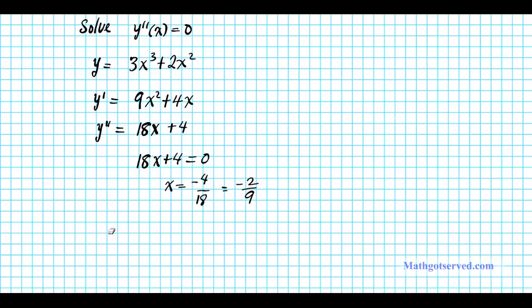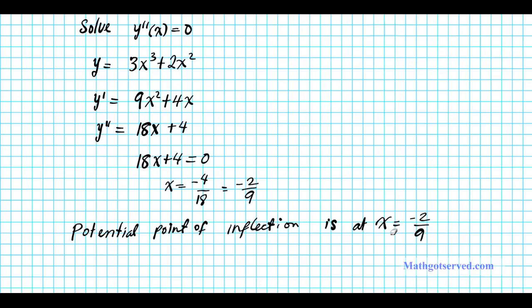Okay, so our potential point of inflection is at x equals -2 over 9. All right, so in order to determine if it's a point of inflection, we just look at what happens before and after to see if there's a change in concavity here. And if there is, then it is a point of inflection. Okay, now let's go ahead and take a look at the last problem.